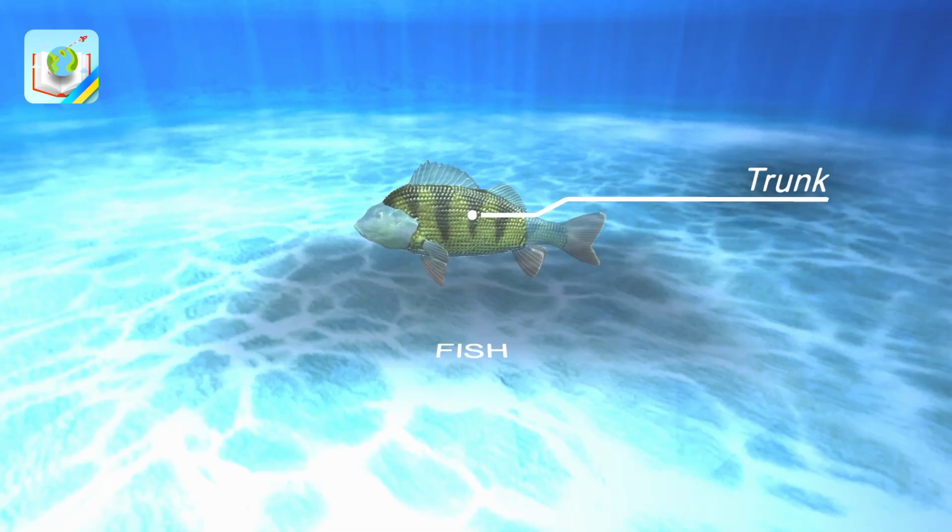The trunk of the fish is covered with scales that protect it from mechanical damage and make it more streamlined. The skin has glands that secrete mucus. It protects the skin from the penetration of disease-causing organisms and makes swimming easier by reducing friction in the water.